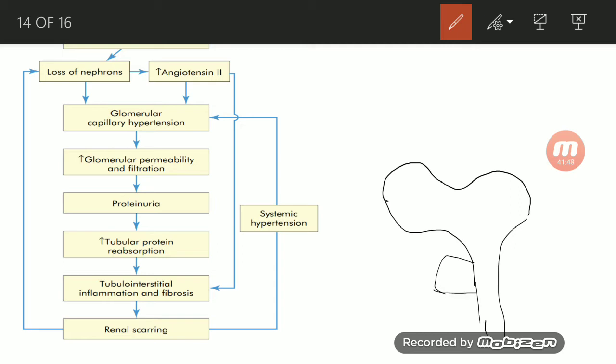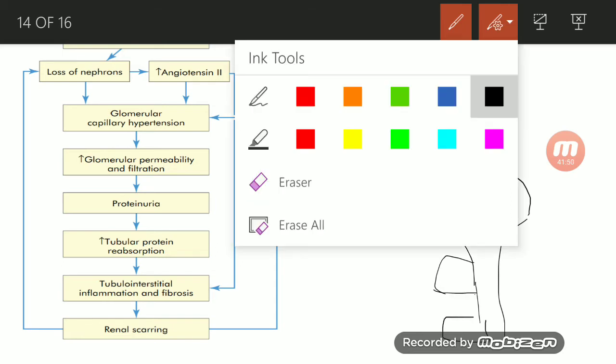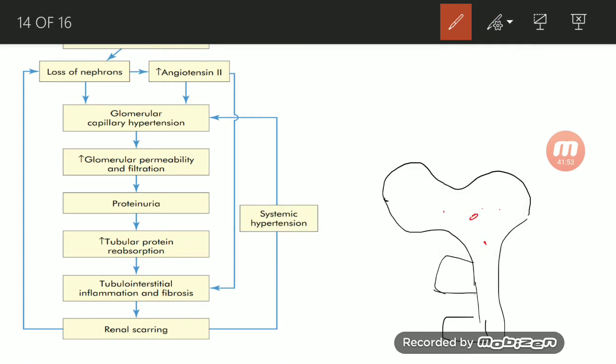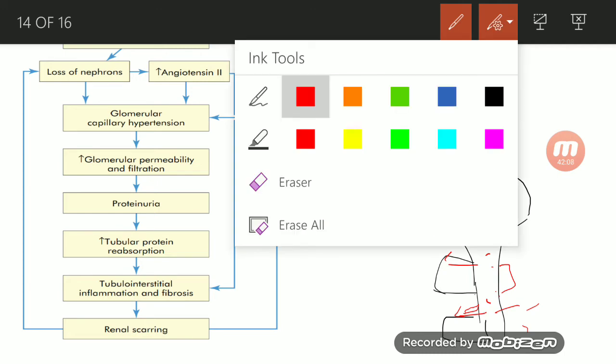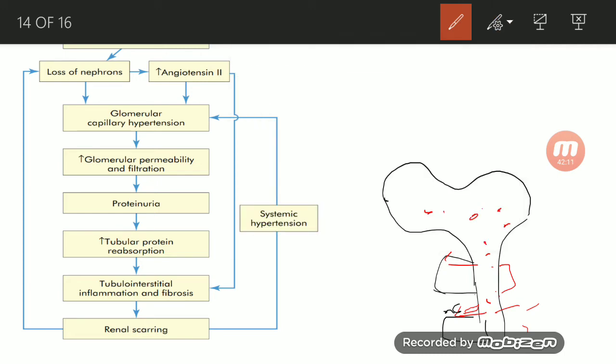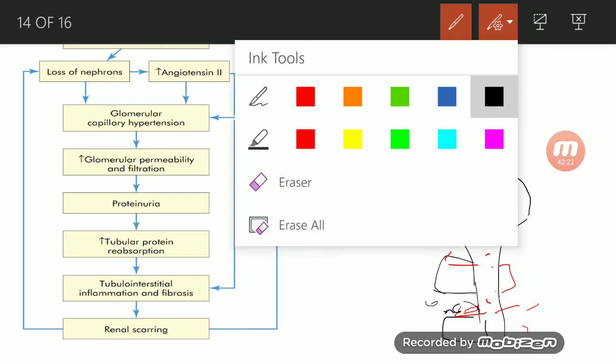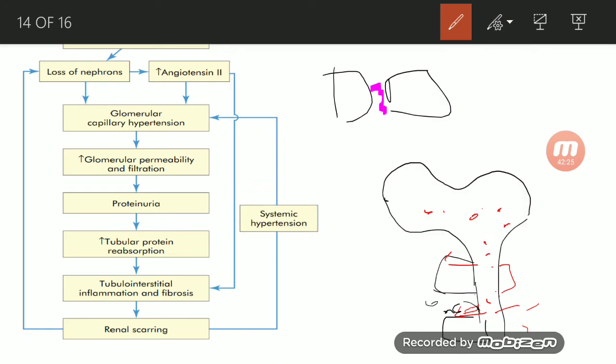the epithelial lining of your tubule, increased protein in your urine will lead to increased reabsorption. Since it is getting reabsorbed, there is going to be accumulation of your proteins in your interstitial space as well. Interstitial space is your space between two cells. So there is going to be increased accumulation of proteins in this area.